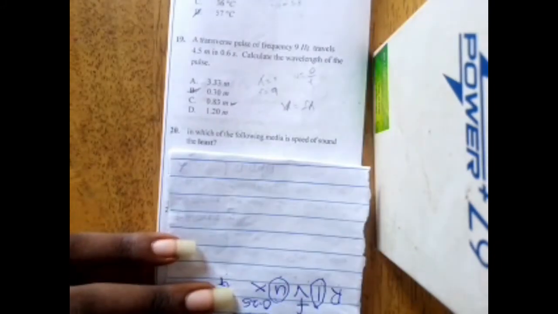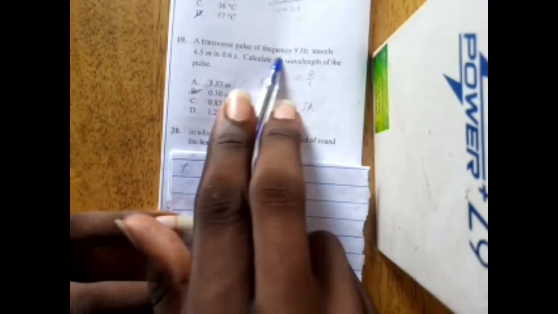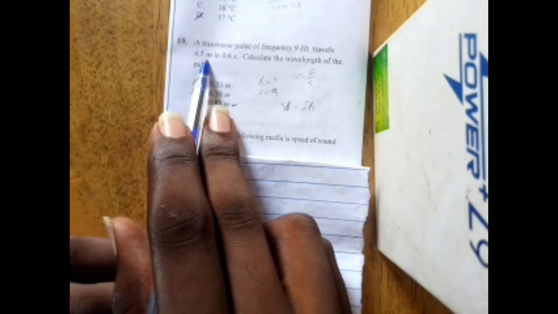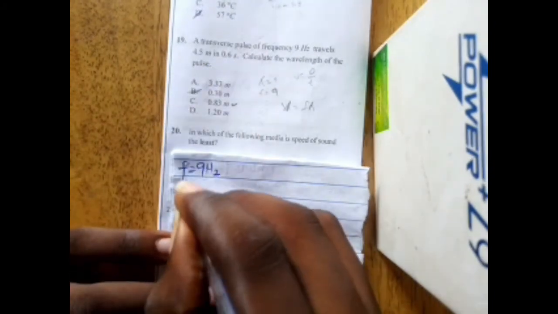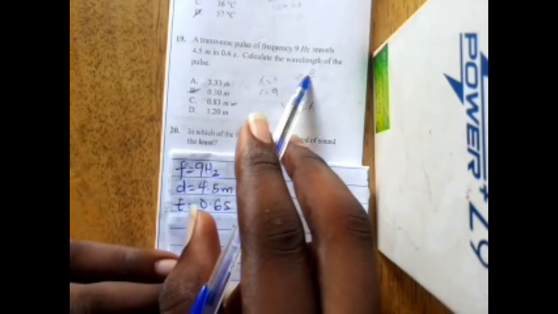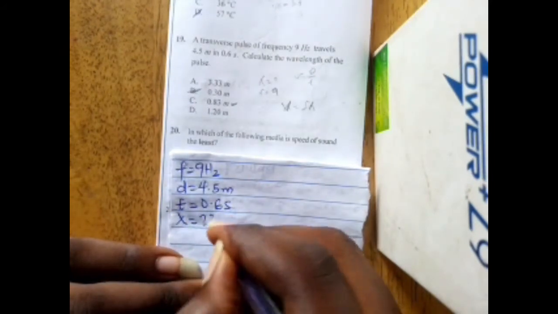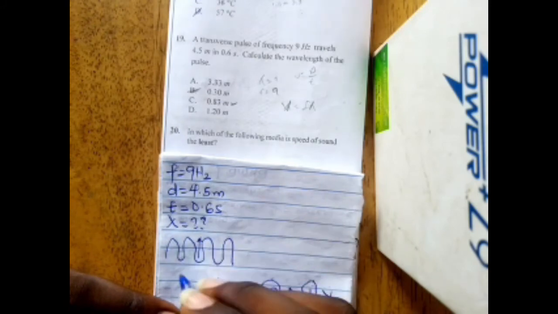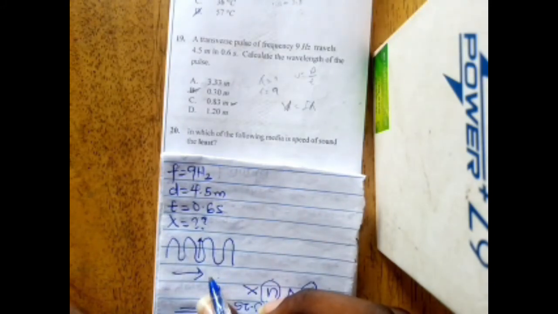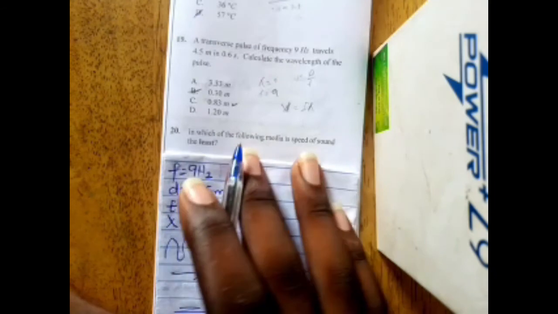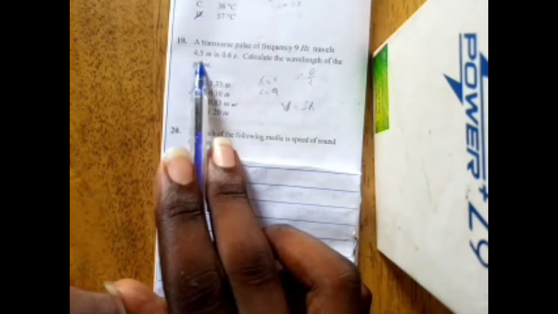So still on the same past question, question 19 here says a transverse pulse of frequency 9 Hz travels 4.5 meters in 0.6 seconds. The distance traveled is 4.5 meters and the time is 0.6 seconds. Calculate the wavelength of the pulse. Now it says a transverse wave. Recall a transverse wave: vibration is perpendicular to the direction of propagation of the wave. It has a frequency of 9 Hz, travels 4.5 meters in 0.6 seconds.